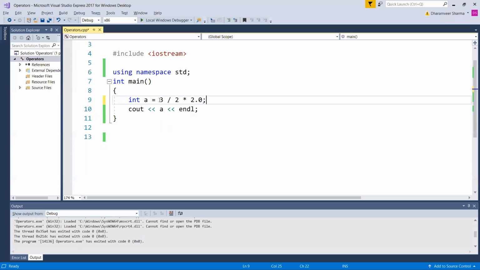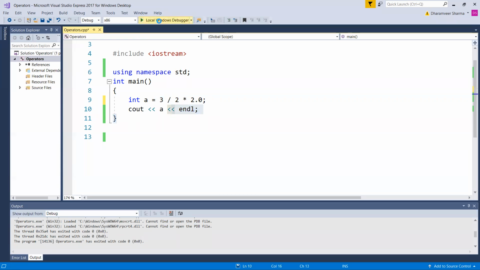Okay. I had told you that if all the values are integer, the expression will be integer. If there is some real value like 2.0 here, the expression will become double. But there is something else to it. Within this expression, there is a sub-expression. So how will it be evaluated? First, 3 will be divided by 2. This sub-expression is integer, so it will result in 1 only. So 1 into 2 will be 2.